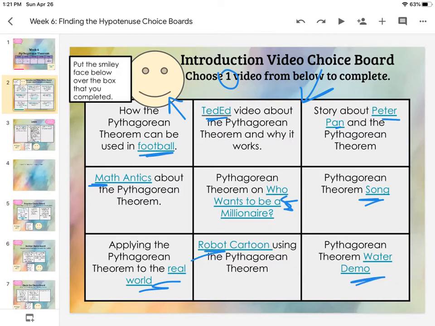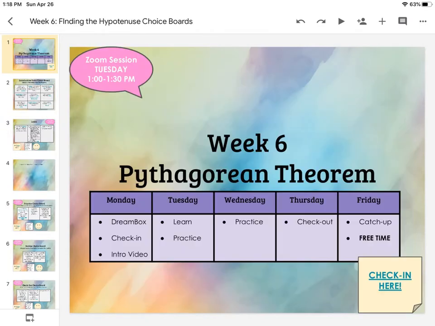Now you could do more than one, but after you decide which one you're going to do, take the smiley face and drag it over the one that you've done, please, so we know which one you watched. So that's it for Monday. Just log into Dreambox and get going on that again. Complete the check-in form and do the intro video. If you want to keep going, I'm going to show you a little bit of the learn on Tuesday.